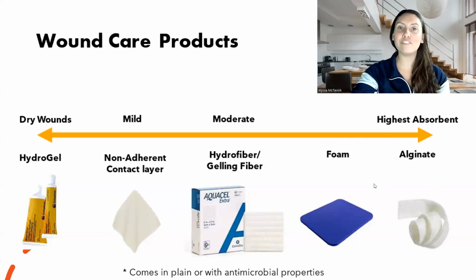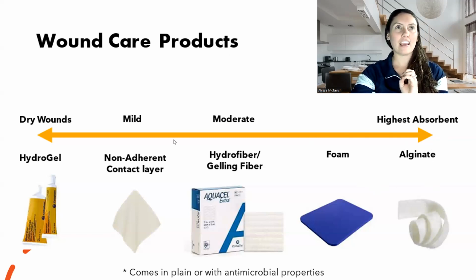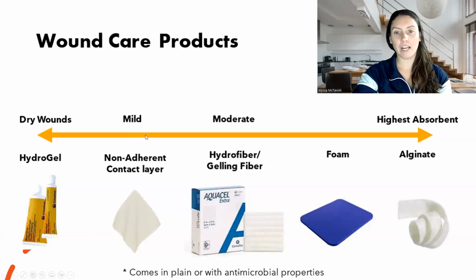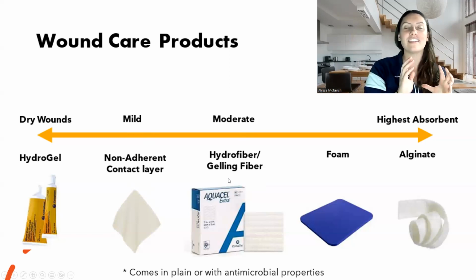So it's not that difficult to figure out what we should be using. Say we have a wound with a low amount of exudate, and we want silver. We have a mild amount of exudate, but right here on the scale, we use a silver contact layer. What if we have a moderate amount of exudate? Well, we go to moderate, and we find a gelling fiber with silver in it. It's really simple once you start looking at it.